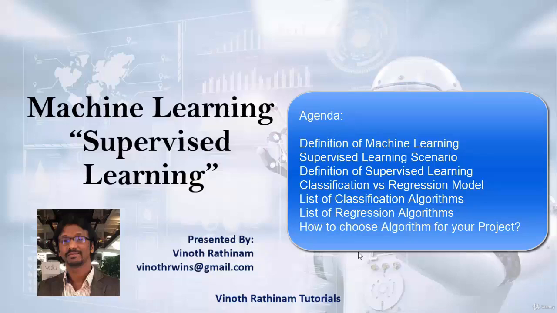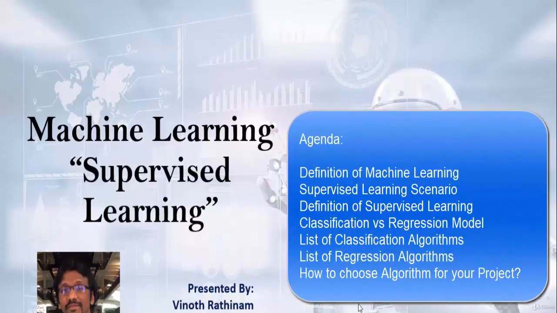There are three types of machine learning: supervised learning, unsupervised learning, and reinforcement learning. In this video, we are going to learn about supervised learning with a sample example.